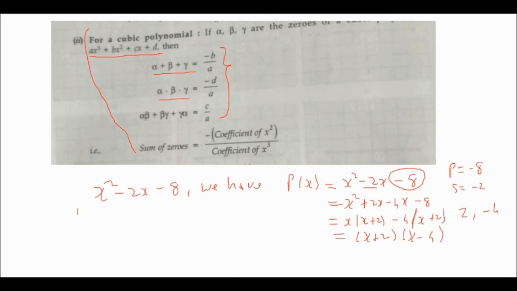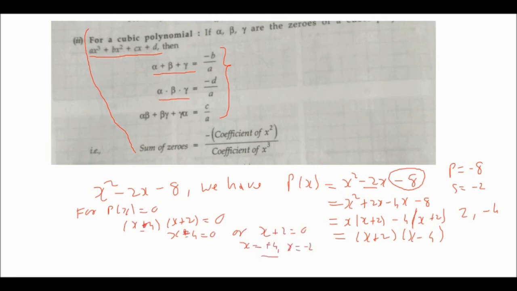Now to find the zero of a polynomial, we have to equate it with 0. So for p of x equals 0, we have x plus 4 into x plus 2 equals 0. So in this, the only cases possible are either x plus 4 equals 0 or x plus 2 equals 0. So we get x equals minus 4 and x equals minus 2.